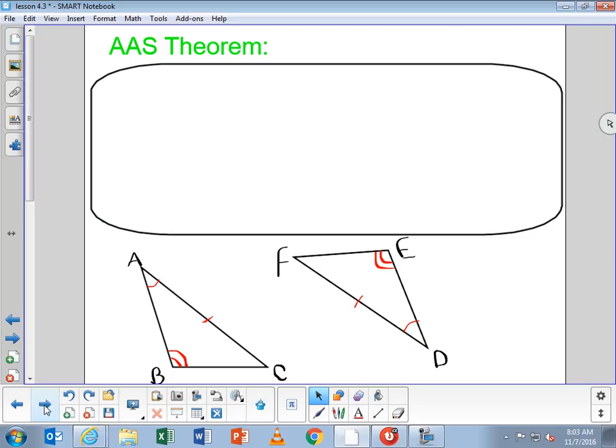Angle, side, angle. I guess if you're watching this at home, you would not have tried to copy all that down on that last slide. You just would have watched it with the rest of us.